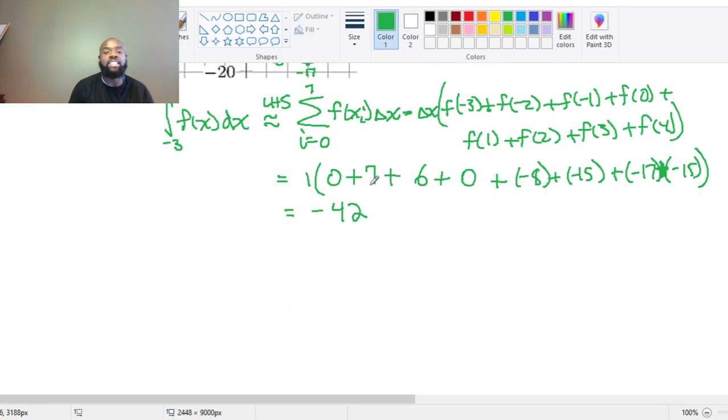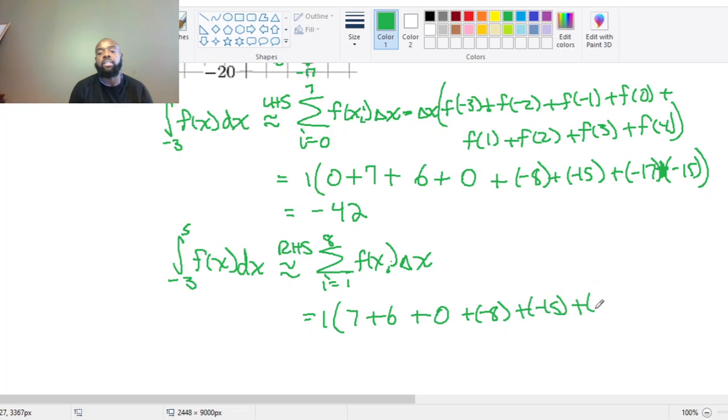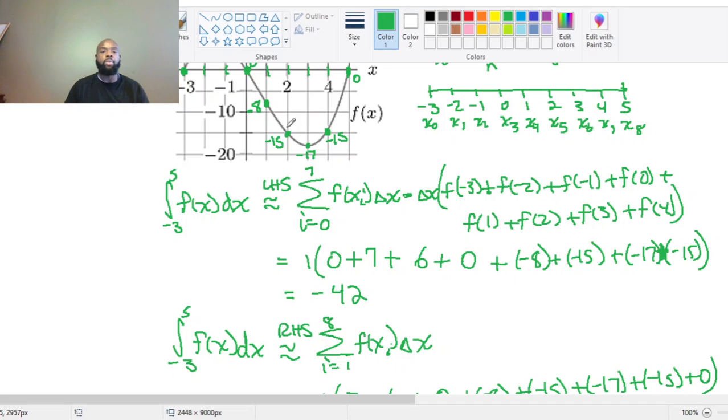If I do my right-hand sum, I'm not going to write all this out to save us some time. But when we do this, sum i equals 1 to now 8 of f of x of i times delta x. And that's going to be a 1 times a 7 plus 6 plus 0 plus a -8 plus a -15 plus a -17 plus a -15 plus a 0, right? Because we're leaving off this endpoint and adding on that endpoint, which is going to give us the same values.